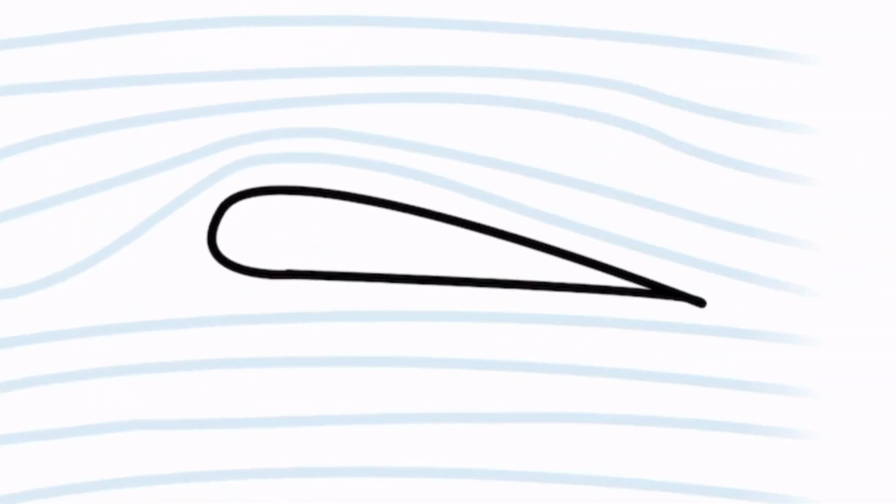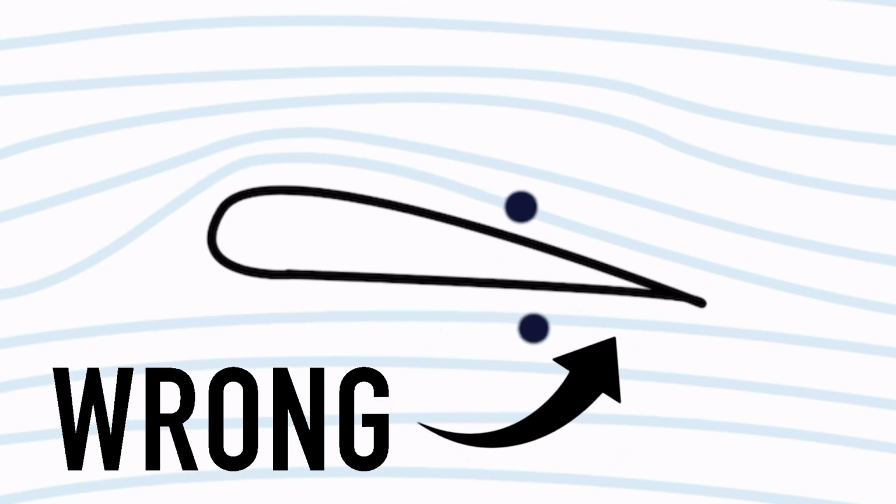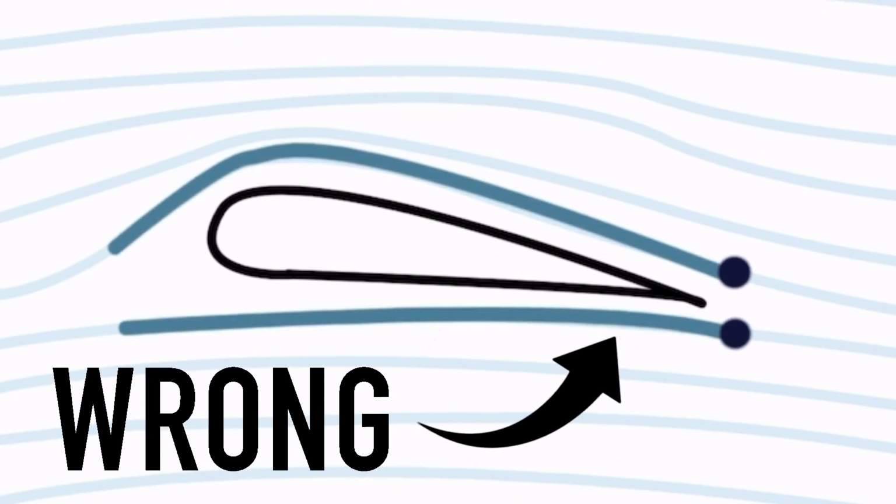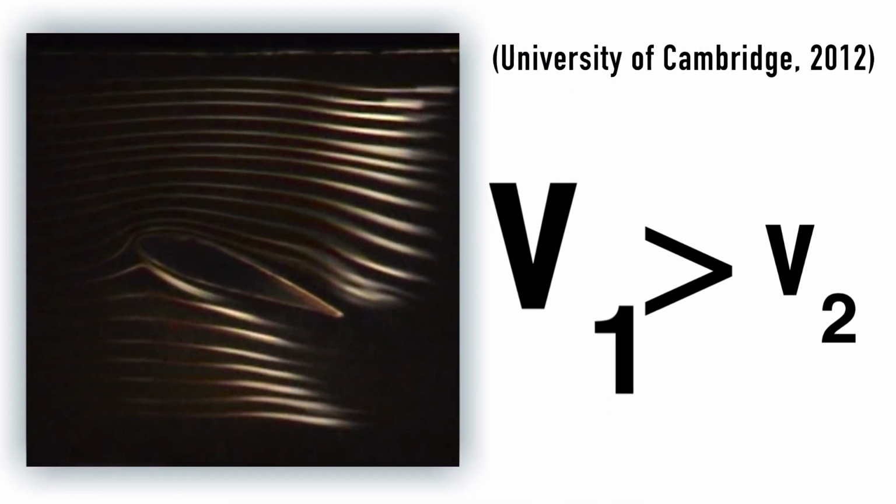In fact, there's no law of physics which states that the air must meet simultaneously at the trailing edge, and subsequent studies have shown that the air across the top moves so much faster that it ironically reaches the trailing edge long before the air beneath.